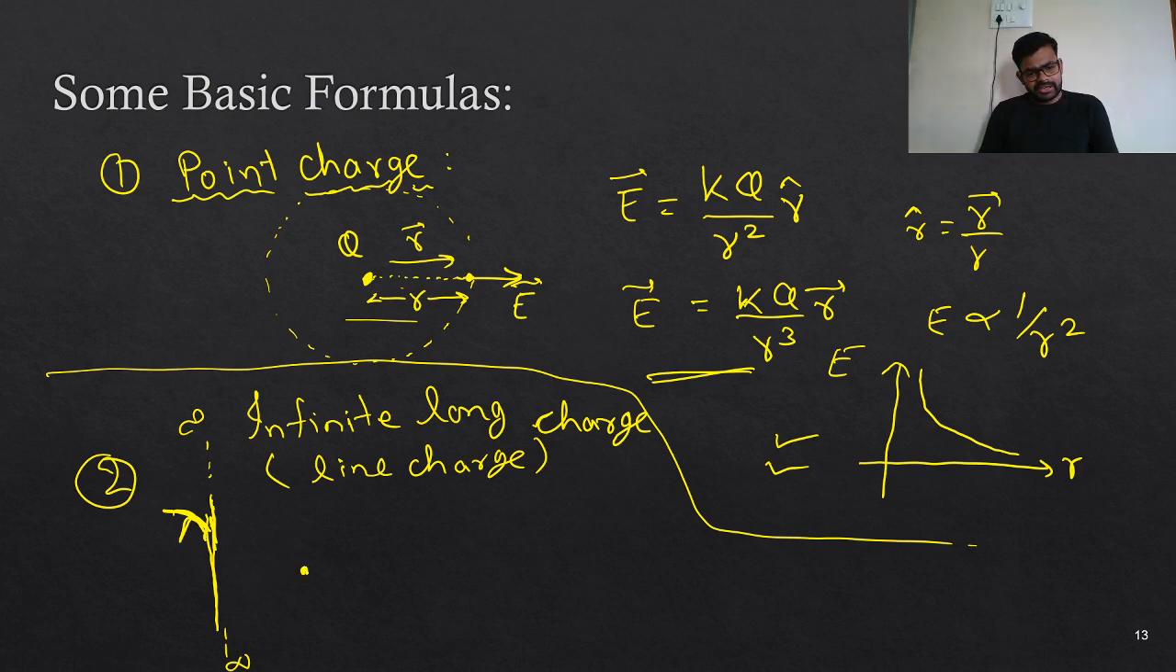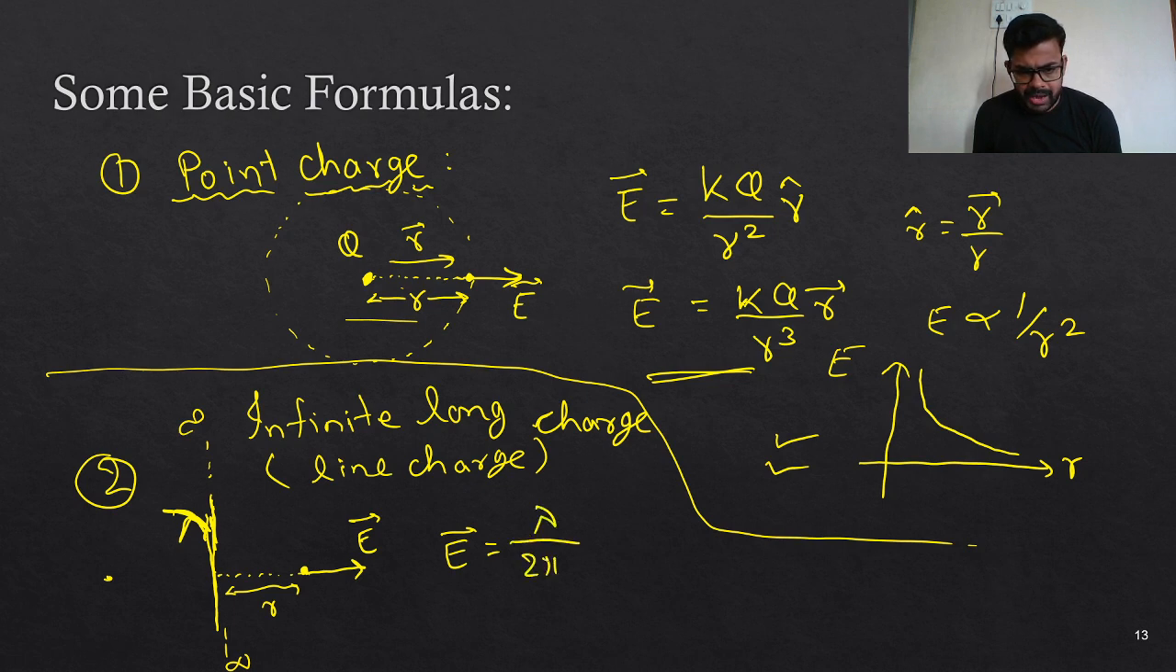If I want to find the electric field intensity at this point, it will always be away from the line charge and perpendicular to it. So this is the direction of the electric field. What will be the formula? Let's say this distance is r. So E is equal to lambda upon 2 pi epsilon naught r, and if you want to write the direction, you write r cap. Another formula in terms of k is 2k lambda by r into r cap.